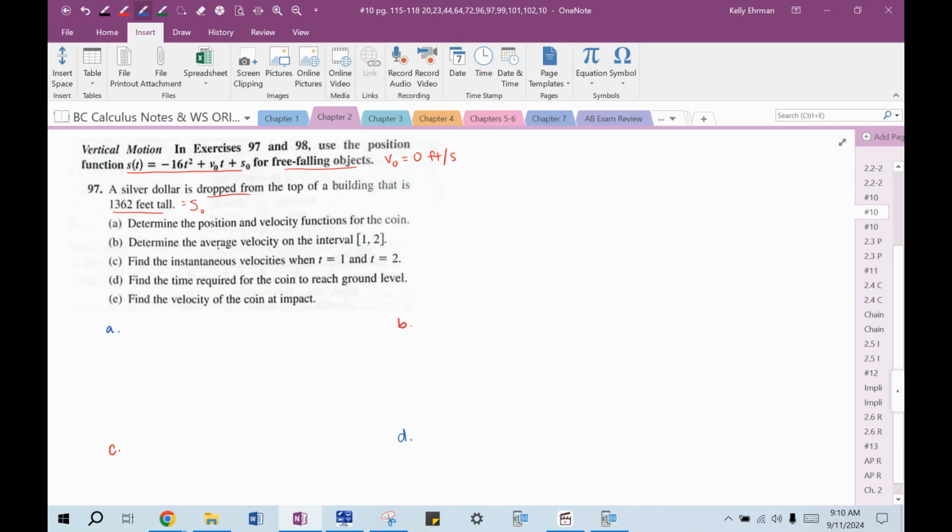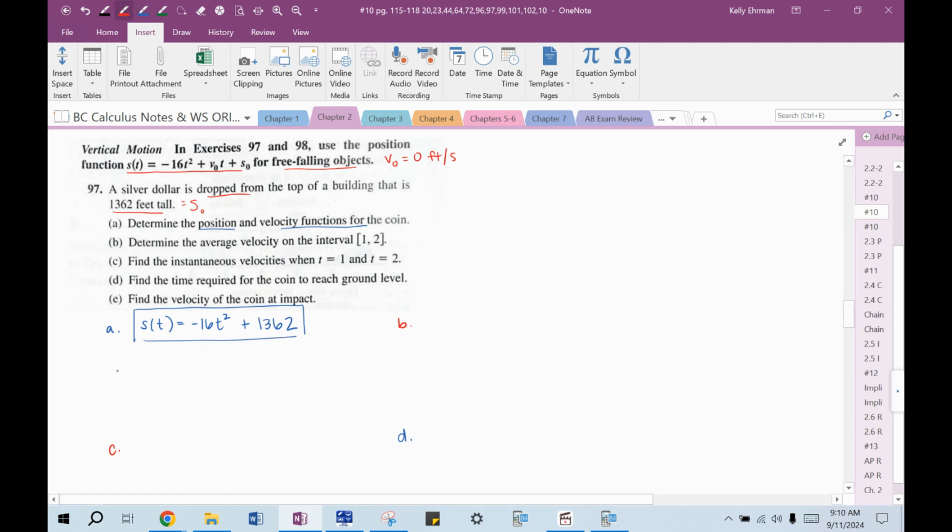So part A says determine the position and velocity functions for the coin. So start with s of t. So the negative 16t squared is built in. The initial velocity is 0, so I'm not going to write that term. And the initial height is 1,362 feet tall. So there's the position function.